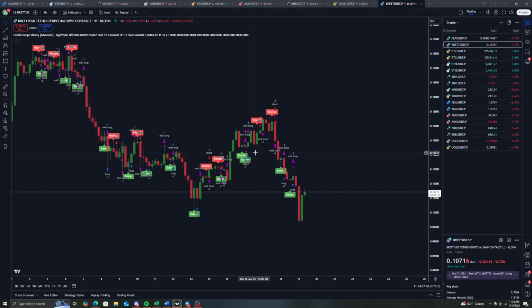I'm going to be showcasing the AlgoVision Advanced Candle Range Theory CRT indicator slash strategy. This one has the strategy built in, so it provides entries and exits, and you can backtest data with it.